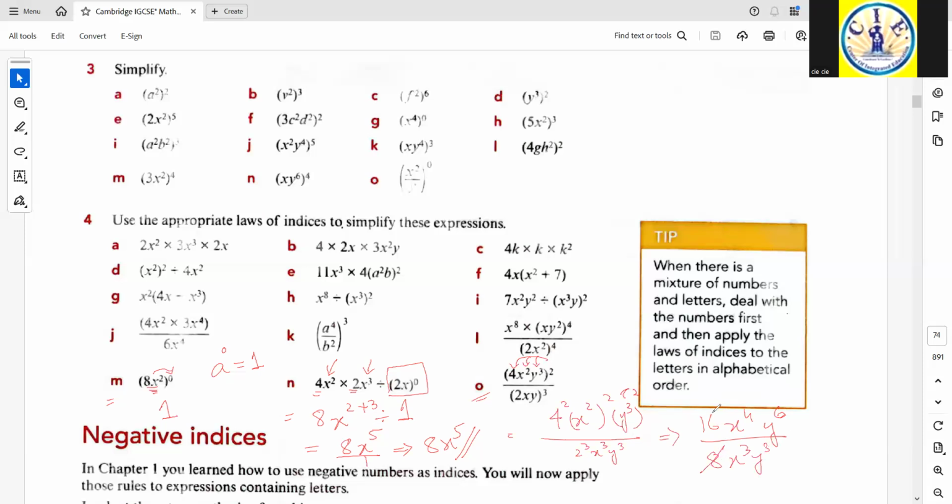Now simplifying the coefficients first, we get now 2, then x raised to power 4, shifting this x cubed from the denominator, this is 3, and then y raised to power 6 minus 3, this one. So the final answer is 2xy cubed. That's the final answer. So that completes question number 4 of exercise 2.8.